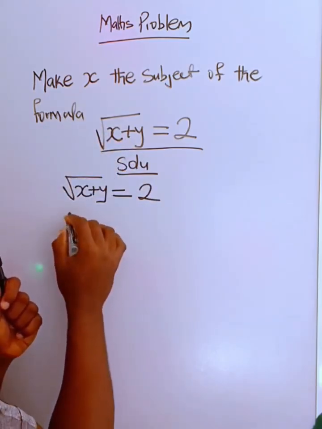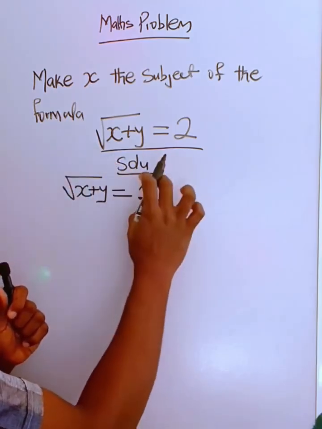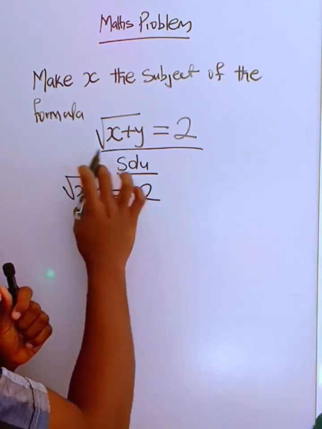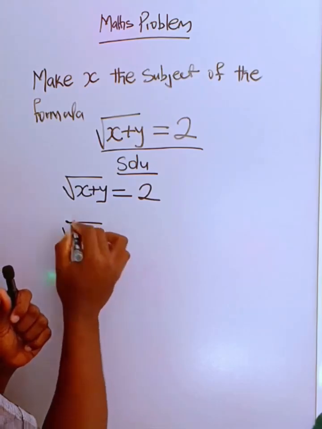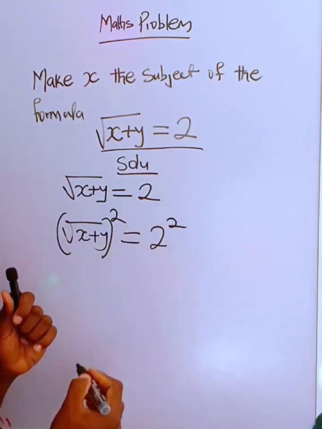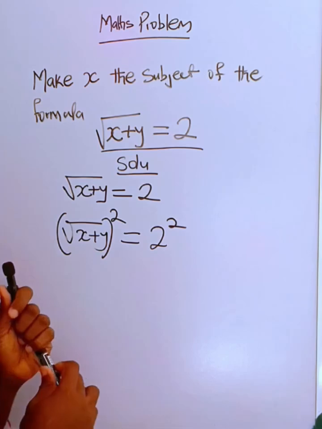So what we will do is, because of this equality sign, whatever we are going to do here, we will do it to this side as well. So what we have is, we are going to square both sides. Square root of x plus y all squared equals 2 squared. Are you following? All right, follow carefully.